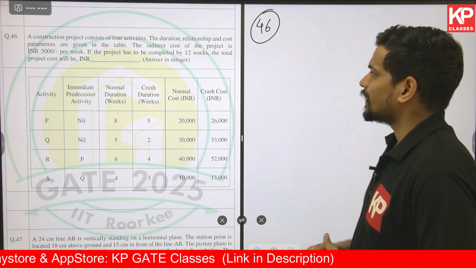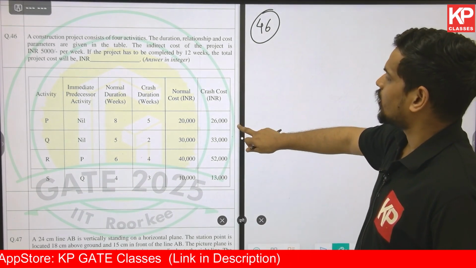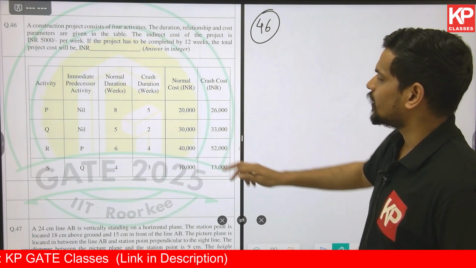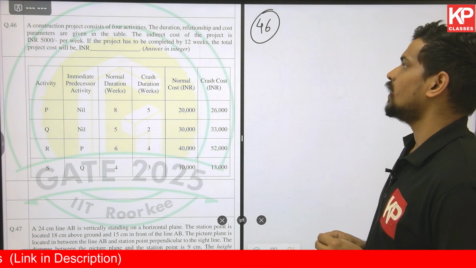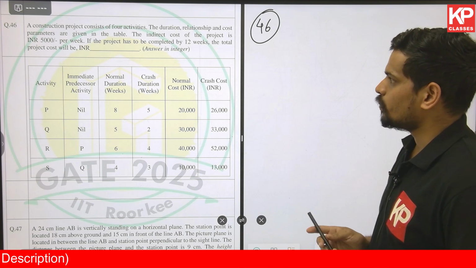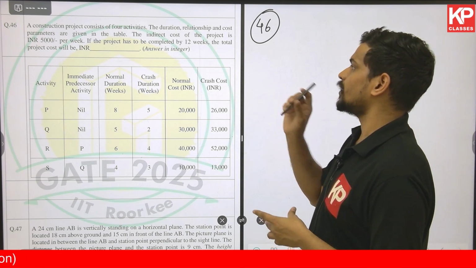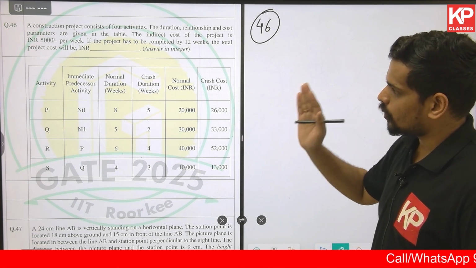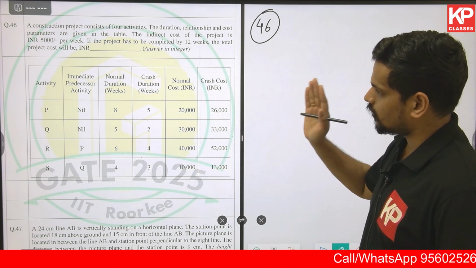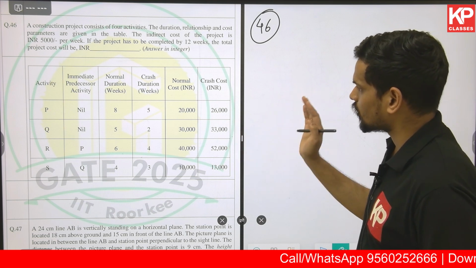46th question. A construction project consists of 4 activities. The duration, relationship, and cost parameters are given in the table. The indirect cost of the project is 5,000 per week. The project has to be completed in 12 weeks. The total project cost will be dash. They have given the list of activities, the predecessors, the normal duration, crash duration, normal cost, and crash cost.